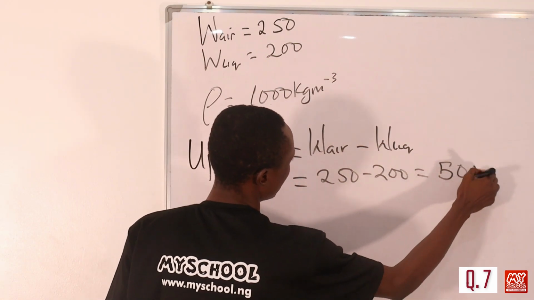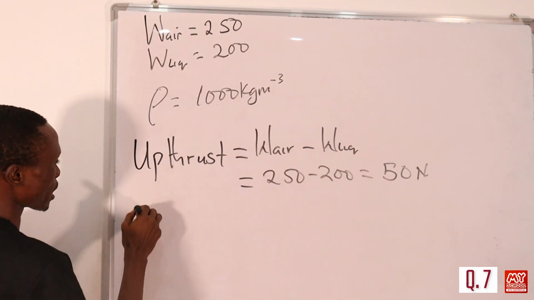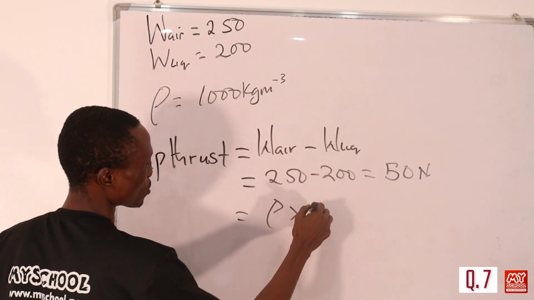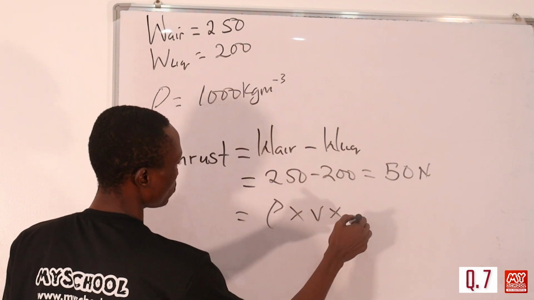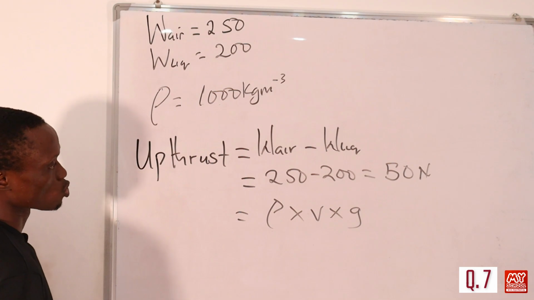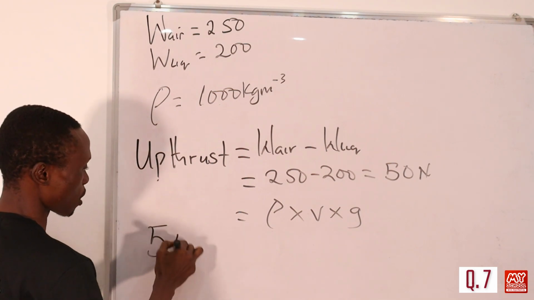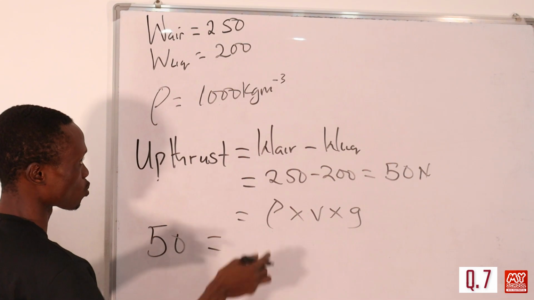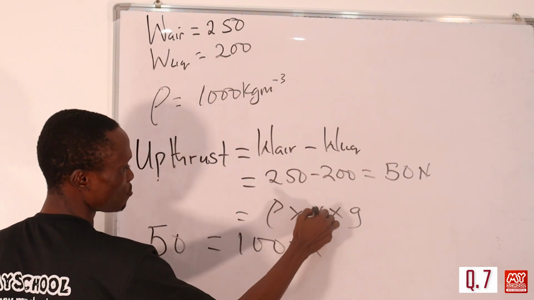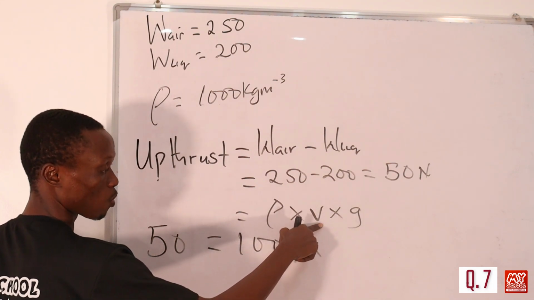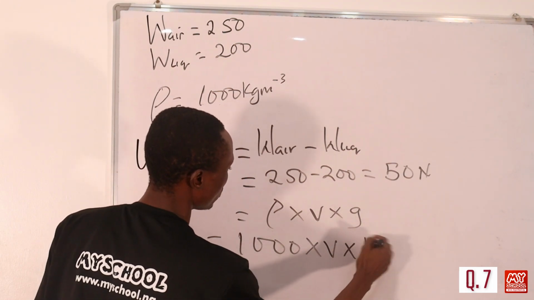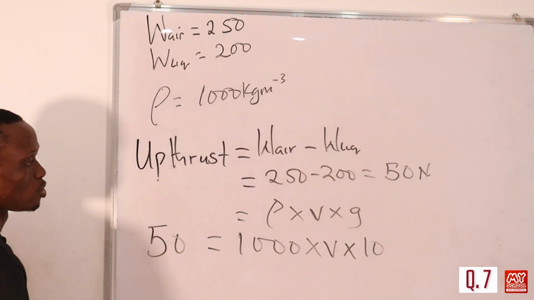and that will be equal to 50 Newton. Okay, but remember that upthrust is also equal to density times volume times acceleration due to gravity. Okay, so since our upthrust is equal to 50, we can have our 50 here, right? So this will be equal to 1000 times, of course, the V here stands for the volume of the liquid displaced. Okay, so we have V here then times 10 for our acceleration due to gravity.